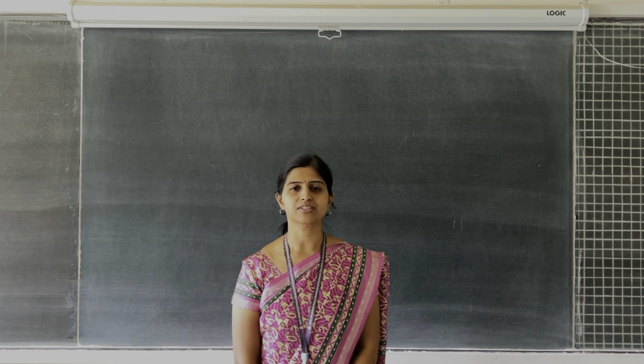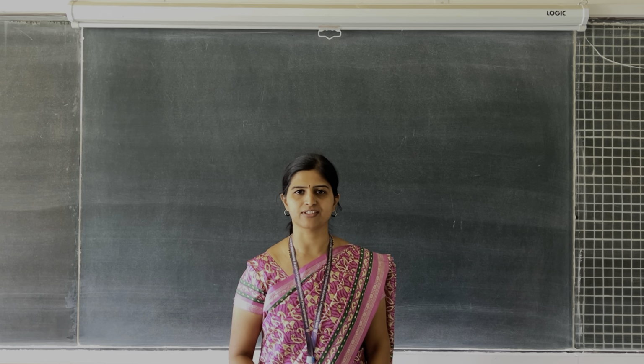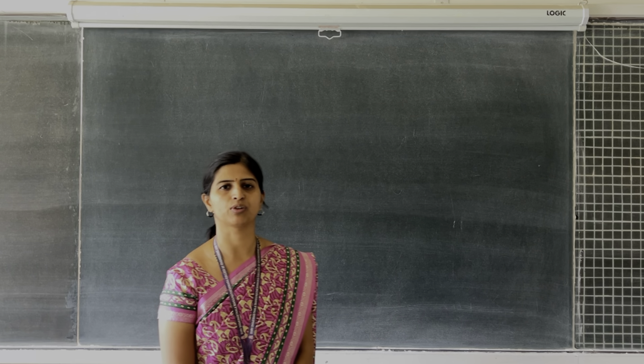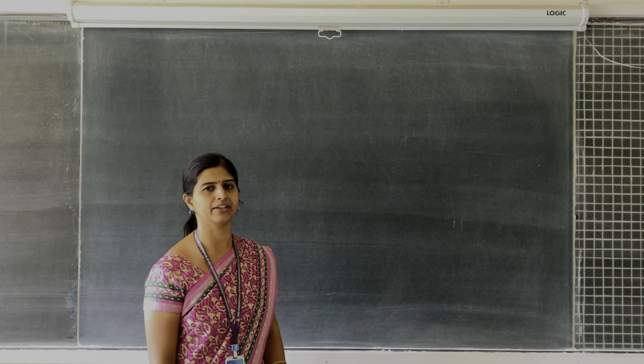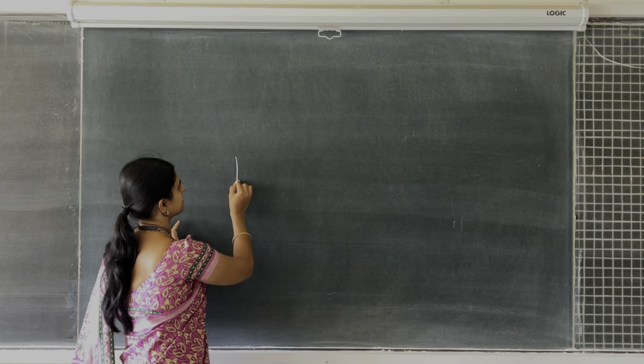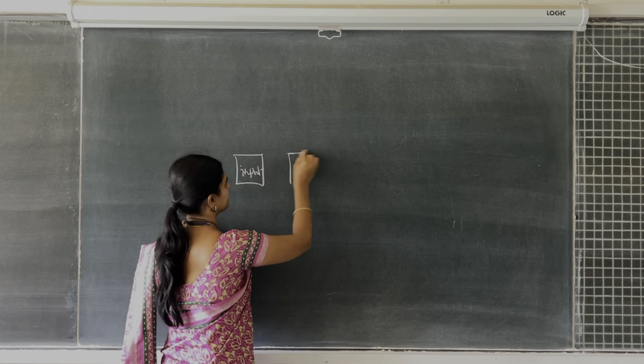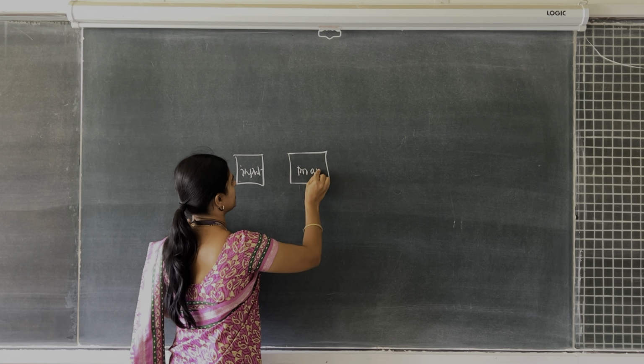So let us first know what is input, output and processing. If you take any device, now we are studying about programming, so let us take a computer as a device. Basically it performs three operations: input, then it goes for processing, then it will be output.